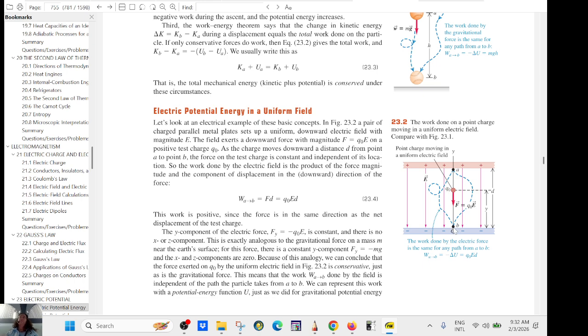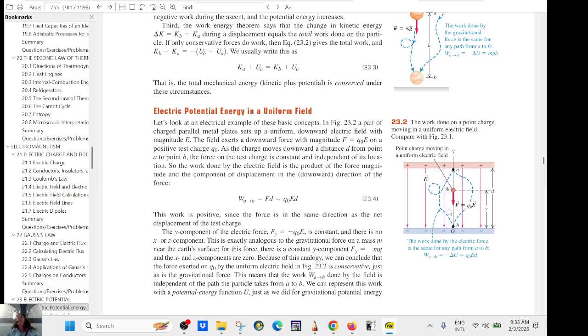How do I know that I'm doing positive work? Because you are trying to increase the kinetic energy. From physics 1, if you are trying to accelerate a system, an object, that means you are doing positive work and you are increasing the electric potential energy. The electric field is doing the opposite.